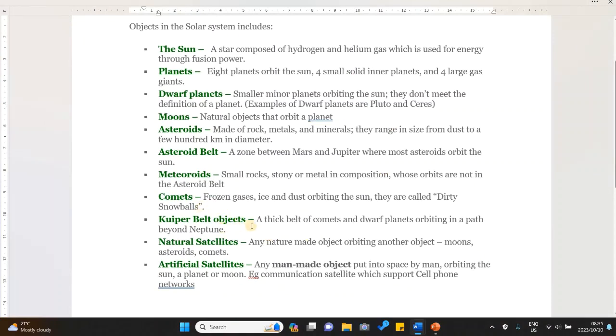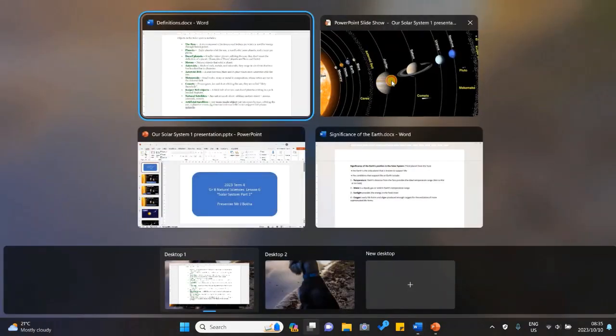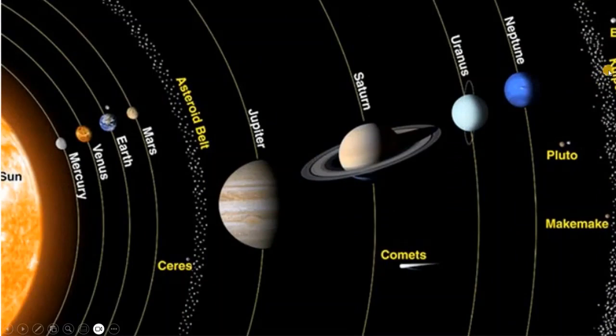Then the Kuiper belt objects. It's a thick belt of comets and dwarf planets orbiting in a path beyond Neptune. So that is very far. It's the furthest away from the sun. We can see here right at the very right hand side of the picture, there is the Kuiper belt.